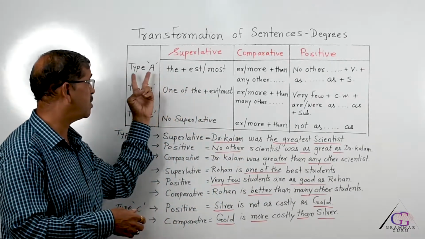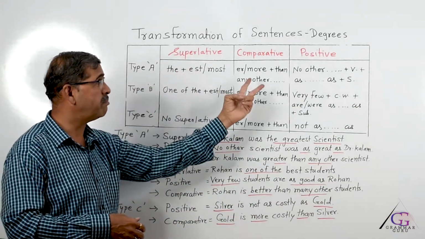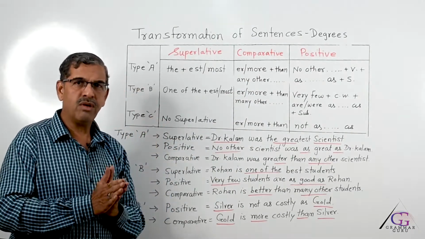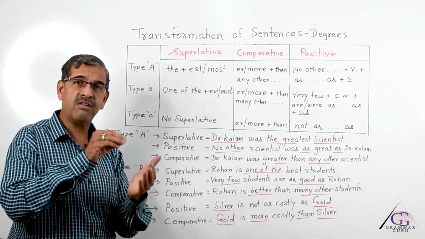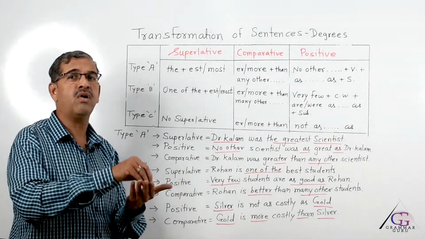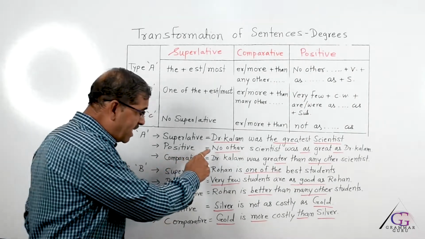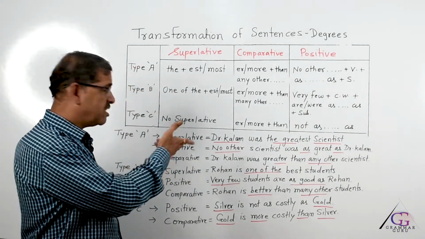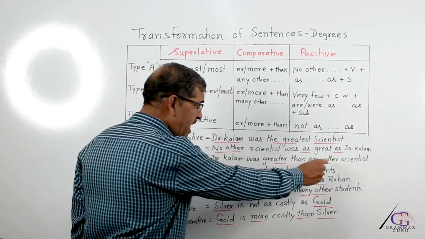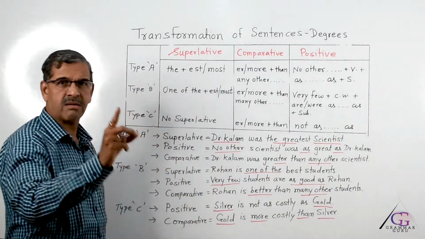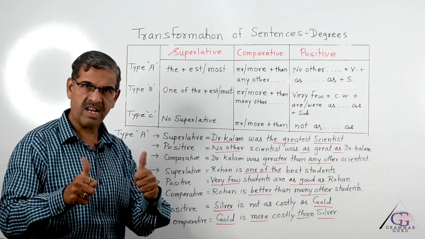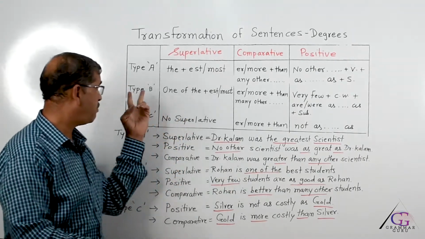This is transformation of type A from superlative to comparative to positive. Let me tell you, in the exam you have to look at the given sentence and find out whether it is superlative, comparative or positive. So, if the sentence starts with "no other", that means it is a type A sentence, it is positive. If it ends with "any other" and "-er", that means it is type A and comparative. Clear? Now, let us go to type B.